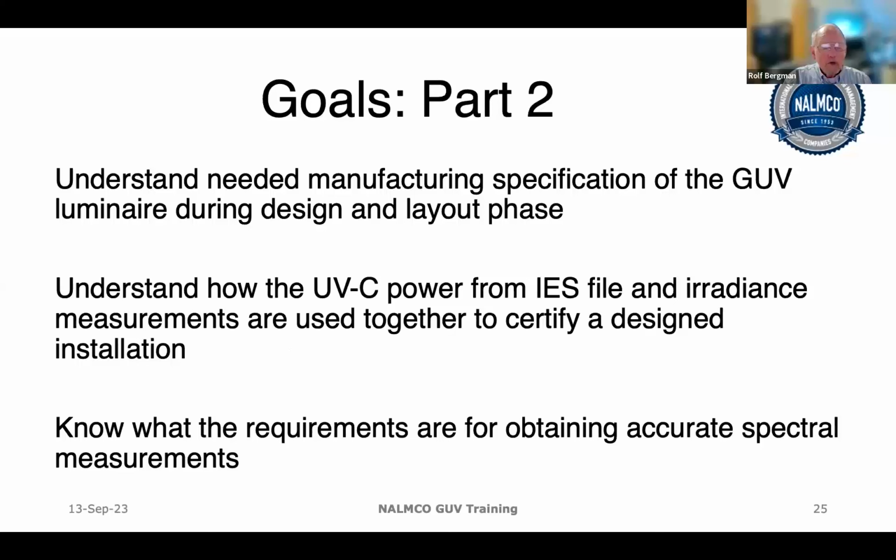So the goal for part 2 is to understand the needed manufacturing specification of the luminaire during design and layout. For that, you need measurements. Understand how we can take an IES file, which is obtained from goniometric measurements, which we'll discuss later, and how this file can provide measurement of the power in given bands and the total power that is emitted in the UVC by the luminaire.